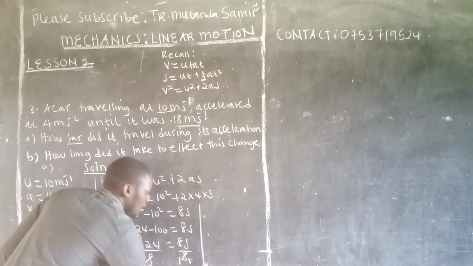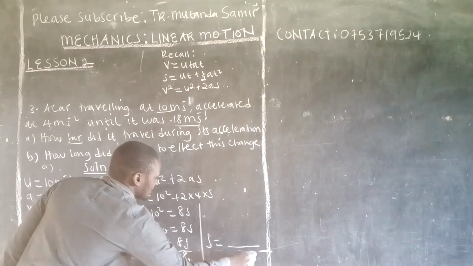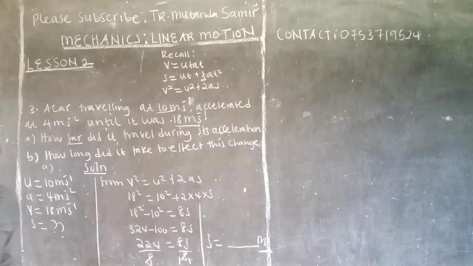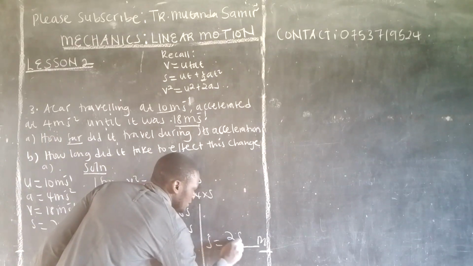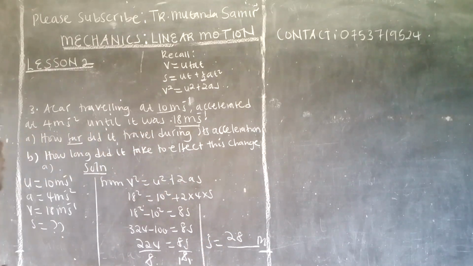Now divide on your calculator and tell us what the S is in meters. Displacement is measured in meters. And when you divide that, you will see that your answer will be 28 meters. As simple as that. So I've answered part A of how far.